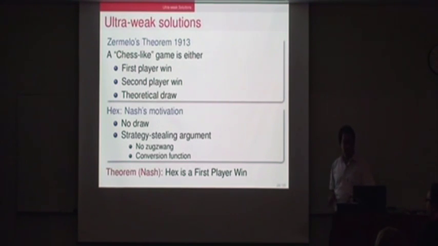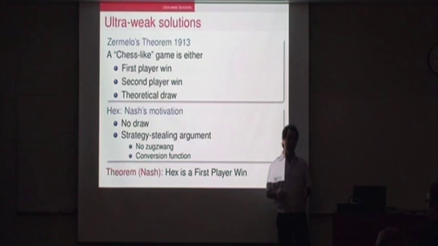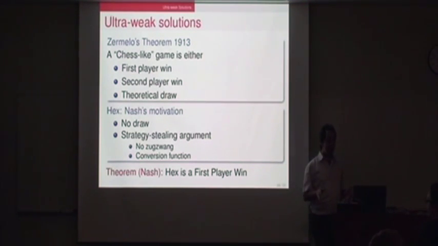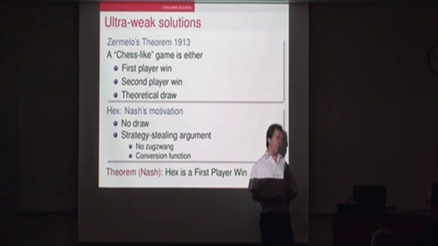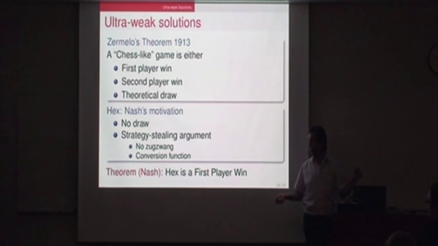For Hex, we know. For Hex, we know that the initial empty position is a theoretical win, and this was actually one of John Nash's motivations for inventing the game in the first place. He wanted to design a game where he would know who wins, but he would still want the game to be interesting and fun to play. And Hex came as a result. So how did Nash prove that Hex is a first player win without making the game stupid?